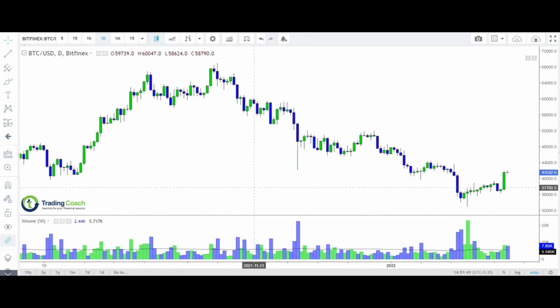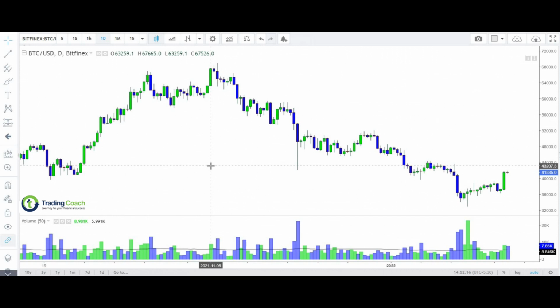Cool. Let us do a similar analysis on a different instrument altogether. So right now I'm looking at one of the most popular cryptocurrencies. I'm looking at the Bitcoin US dollar price chart. So if you look at this particular chart over here, I have already sorted out the volume, and as usual I have applied the 50 period moving average on top of the volume.